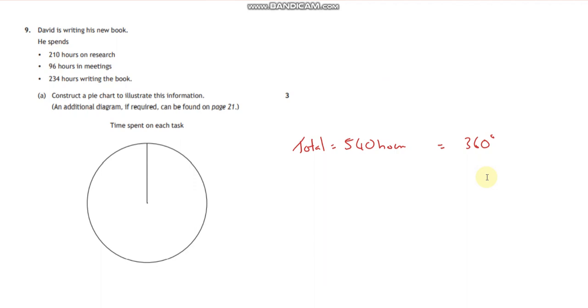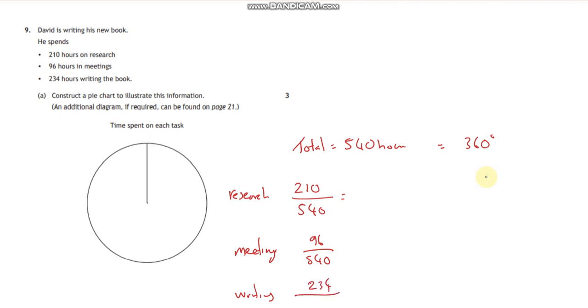So let's say I've got 210 hours out of my 540. I'll call that research. And for meetings, that's 96 out of that 540. And for writing, maybe a bit more time on the writing. It's just half. Well, I suppose research. Okay, I'll give them that. I just thought maybe it would have been closer to more than about half. So that's the ratio of the time over the total time.